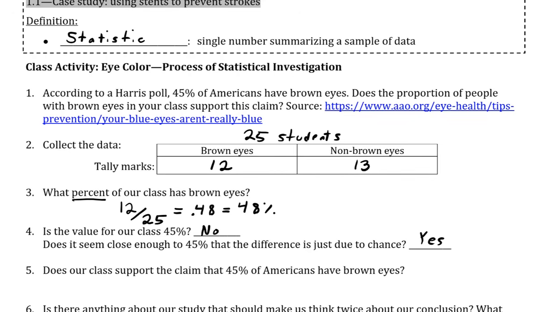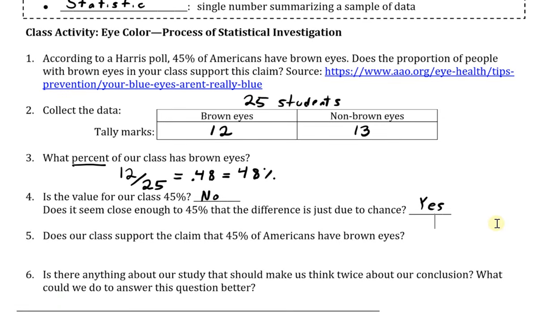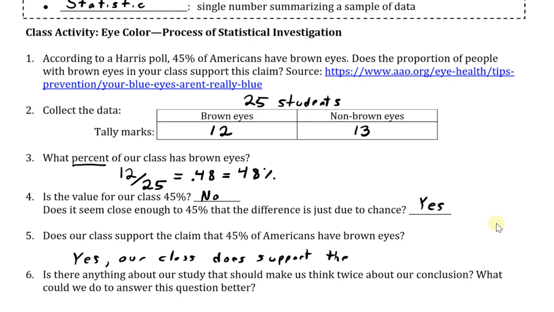It's close enough. If maybe my value was 58% or maybe 22%, I would start to question the original value provided, that 45% have brown eyes, because our sample would be so different than that. Based on my information, does our class support the claim that 45% of Americans have brown eyes? I would say yes. Our class does support the claim.